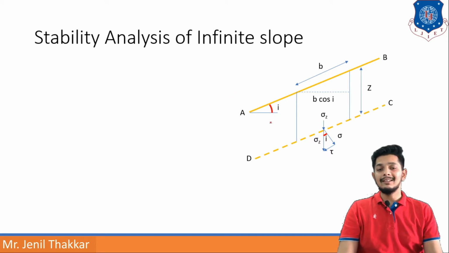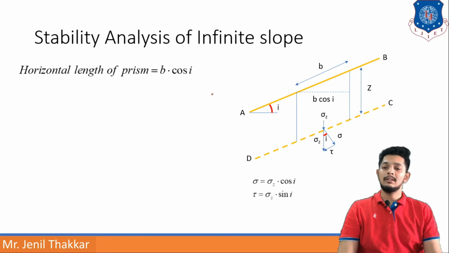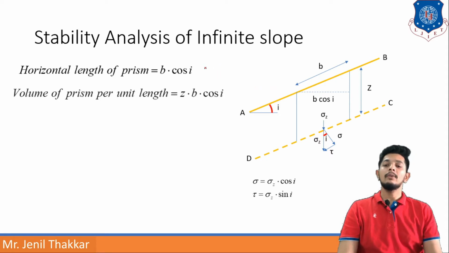Its inclination angle is assumed as small i. If the angle is i, then the horizontal length of the element across the length b will be b cos i. If we assume it as a prism, the horizontal length will be b cos i. The volume of the prism per unit length will be z into b into cos i.